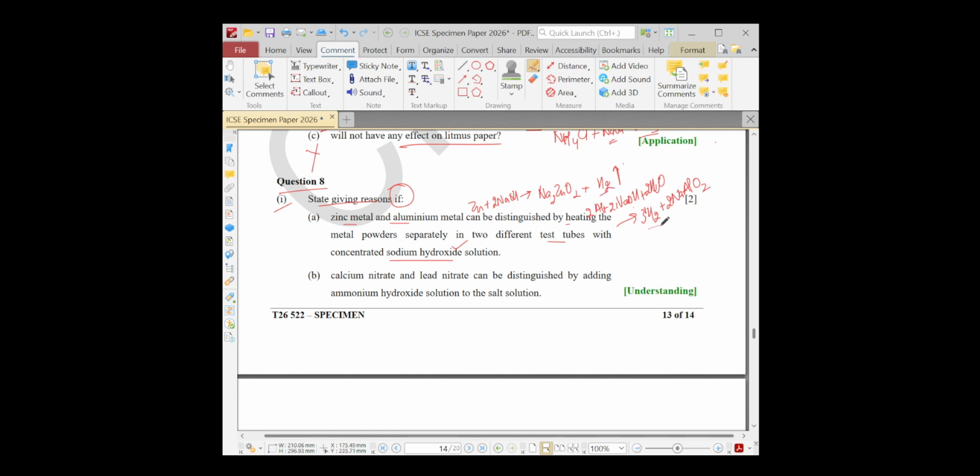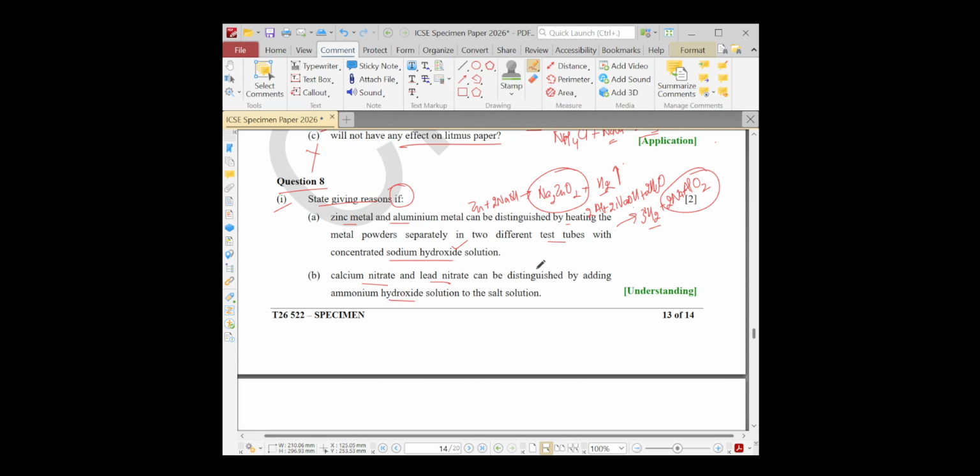Now what is happening in both the cases? Hydrogen gas will be released, and you're going to get sodium zincate or sodium aluminate. So both are not going to give you a distinguishing test. That means we cannot distinguish using this.